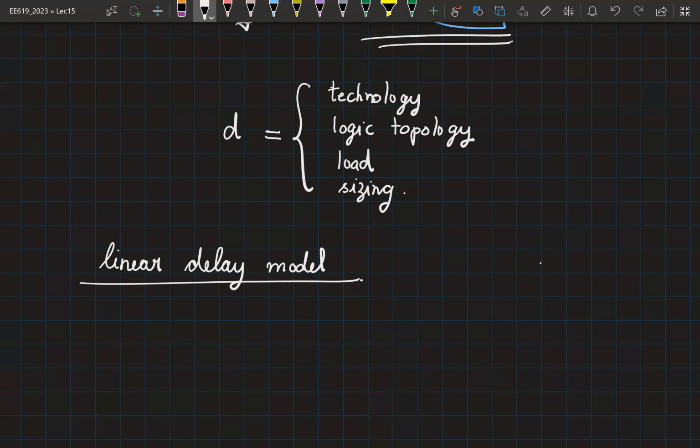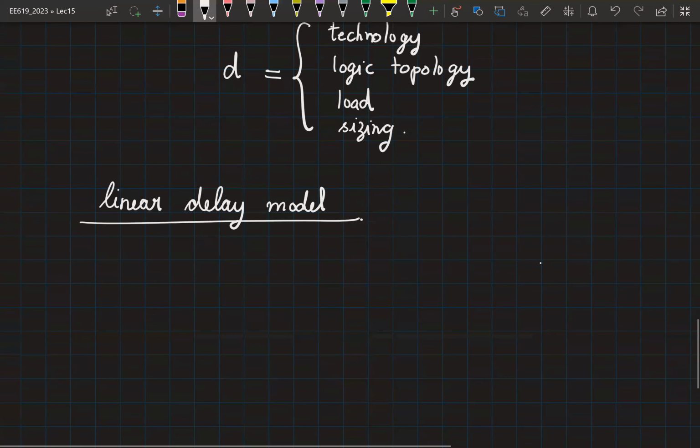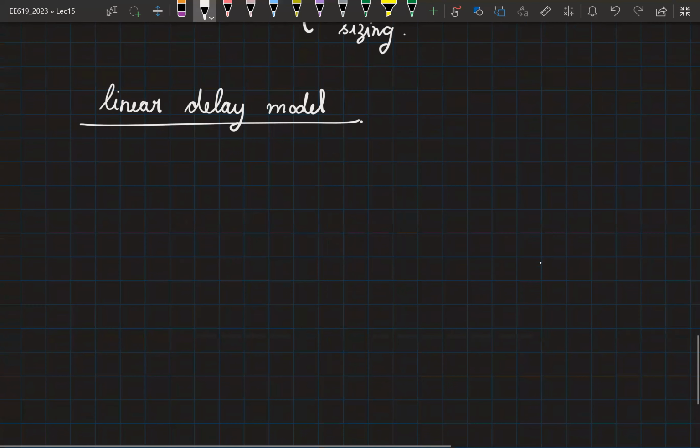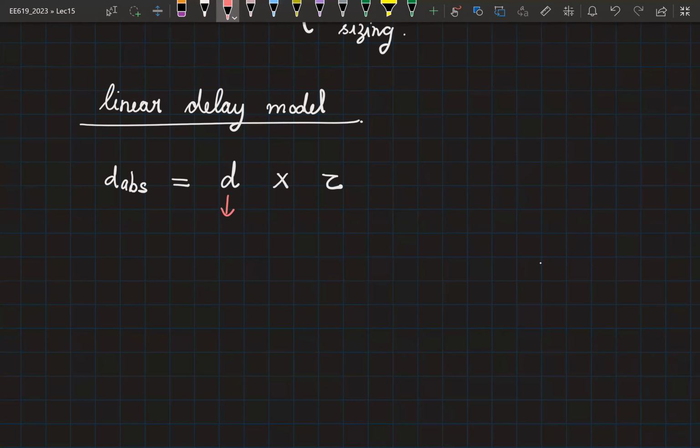So the first part was to separate out the technology information. We did it by saying that the absolute delay will be a unitless delay times tau. So here D is the unitless delay, and tau is the delay of an inverter. What is the delay of an inverter?